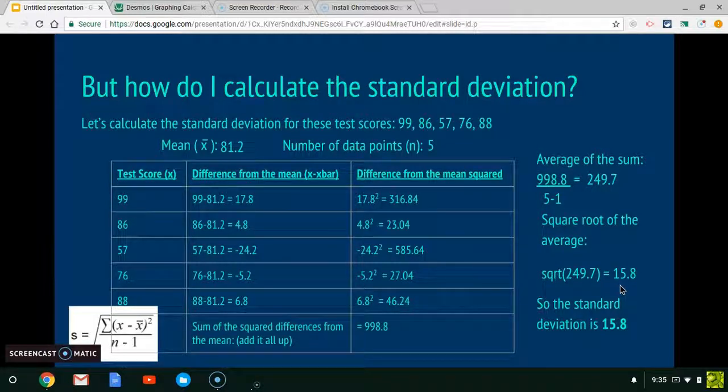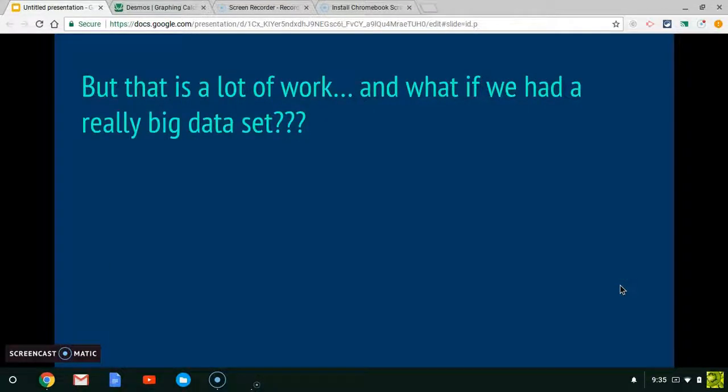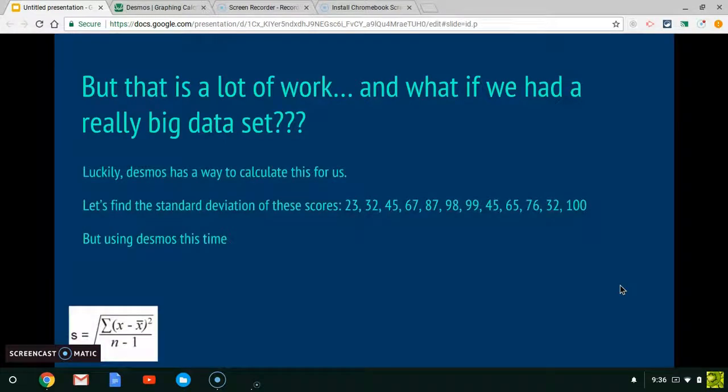But wow, that was a lot of work. Okay, and what if we had a really big set of data? Like, what if I had a whole bunch of numbers, a whole class worth of test scores? I wouldn't want to go through and calculate all of that by hand. That's a lot of work. Luckily, there's a solution. Desmos has a way to calculate this for us. So we're going to take this bigger set of numbers right here, and I'm going to jump over to Desmos and use that to help us calculate.